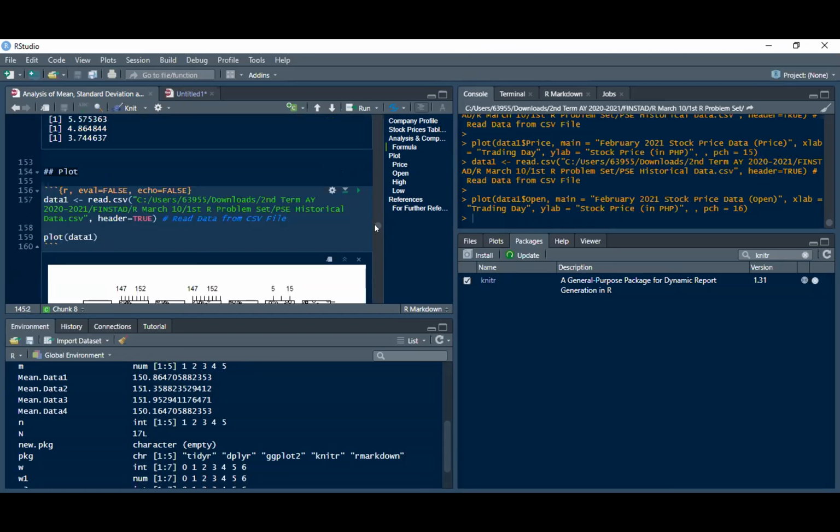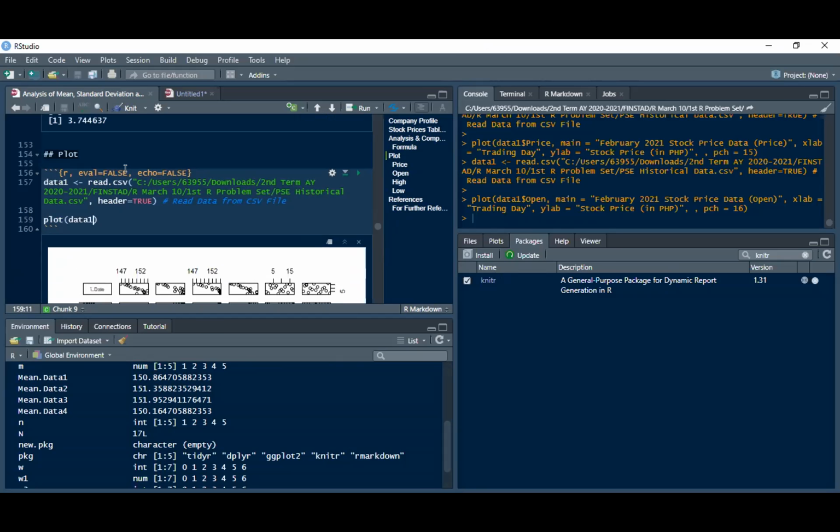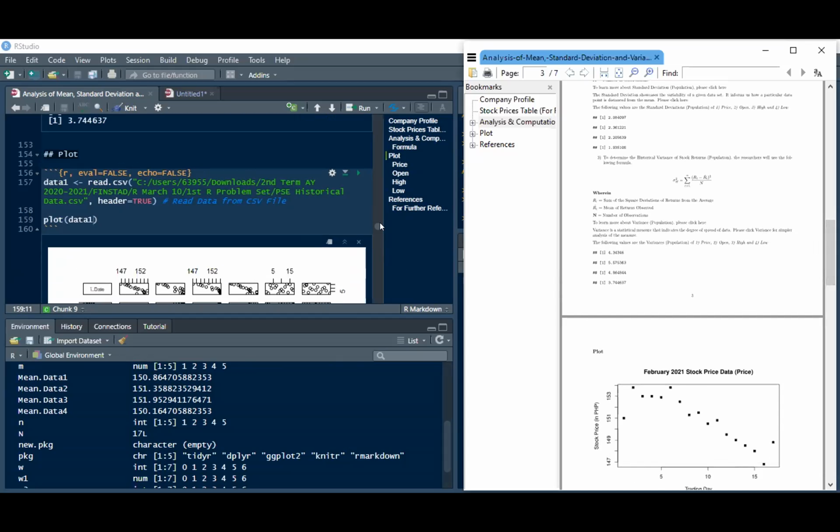Then here po, if we want to plot the data, we could actually use plot data 1 para makita yung mga data. Pero it would be masyado siyang magulo. Kung tignan, masyado siyang magulo. So ginawa po nating eval false para hindi po siya makita. So wala po siya dito. Understand?